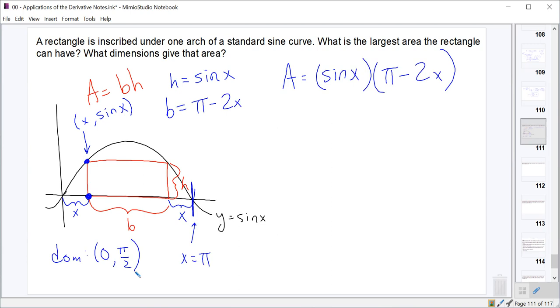And so now we can take our derivative. A prime should be our first function times the derivative of pi minus 2x. The derivative of pi is 0, and the derivative of negative 2x is negative 2. And then we'll add to that cosine of x, the derivative of sine, times pi minus 2x.